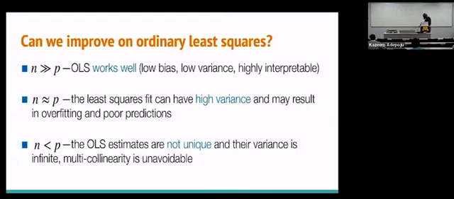When I say low bias, what do I mean by low bias? One of the properties of an estimator in statistics is that our estimator should be unbiased. Unbiased in the sense that we expect the expected value of beta 1 hat to be equal to beta 1. The expected value of the estimate should be equal to the true parameter beta 1.